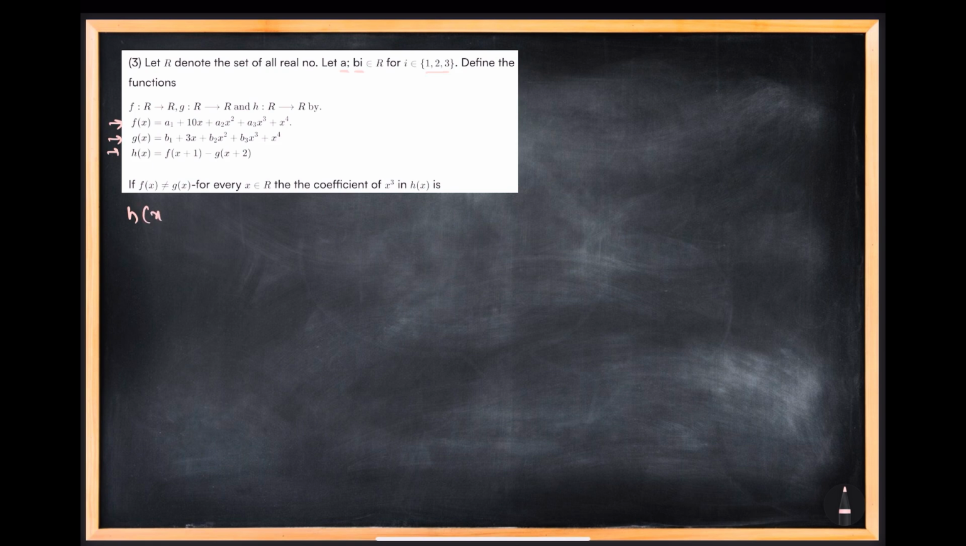So h of x is what? f of x plus 1. So wherever we find x in the function f, we will replace it with x plus 1. So it is a1 plus 10 times (x plus 1), plus a2 (x plus 1) whole square, plus a3 (x plus 1) whole cube, plus (x plus 1) whole power 4.